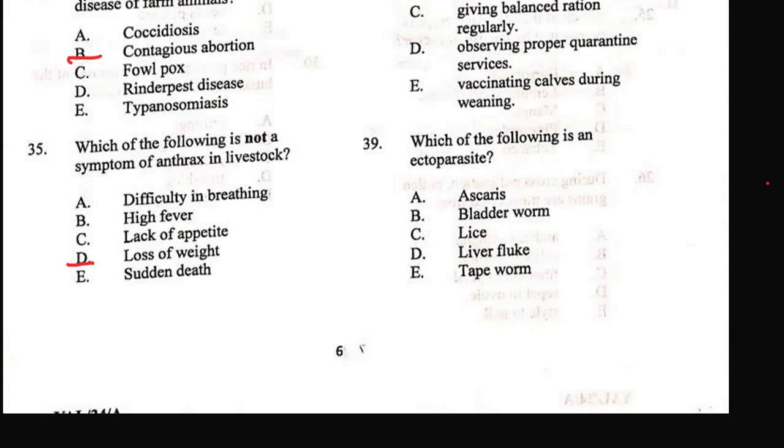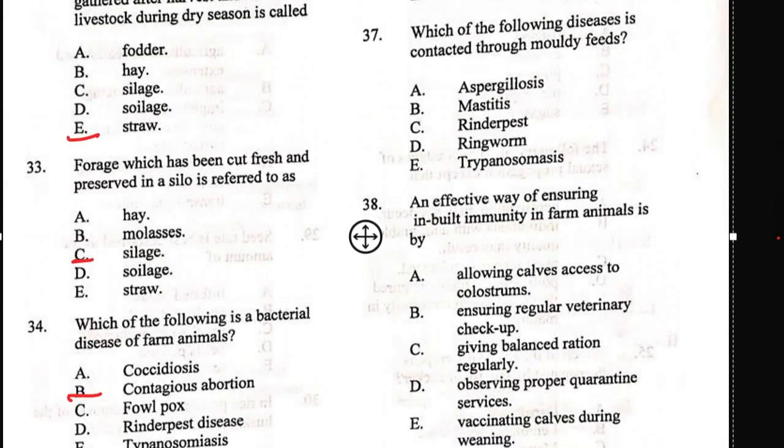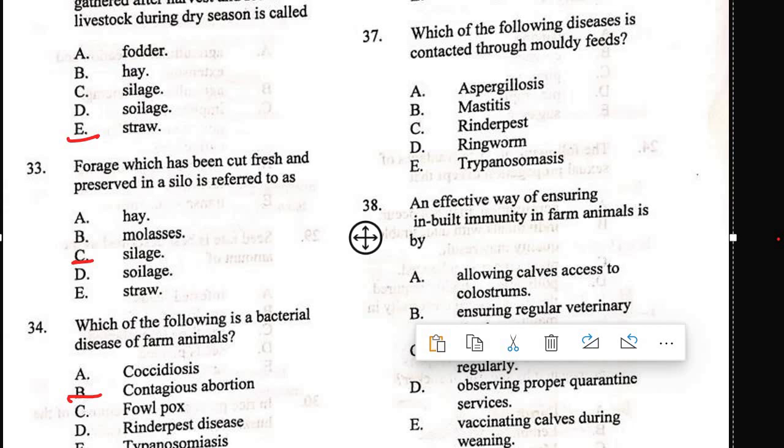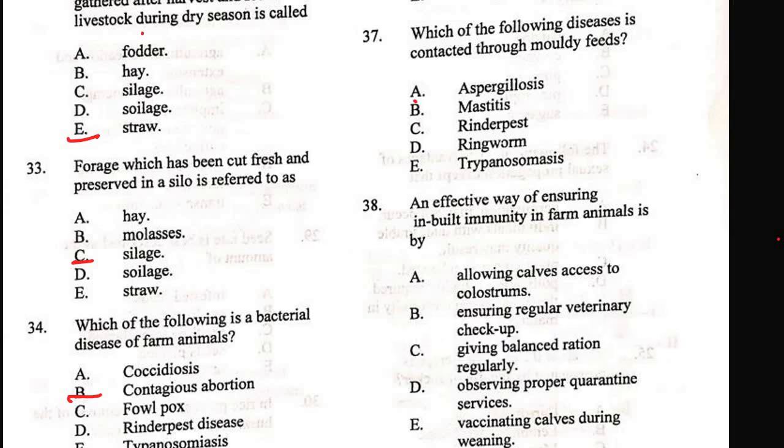Question 37, this question says, which of the following diseases is contracted through moldy feeds? A, aspergillosis, B, mastitis, C, rinderpest, D, ringworm, E, trypanosomiasis. Alright, among the options we have, the correct answer is A, which is aspergillosis. It's a disease caused by the fungus Aspergillus, which can grow in moldy feeds.